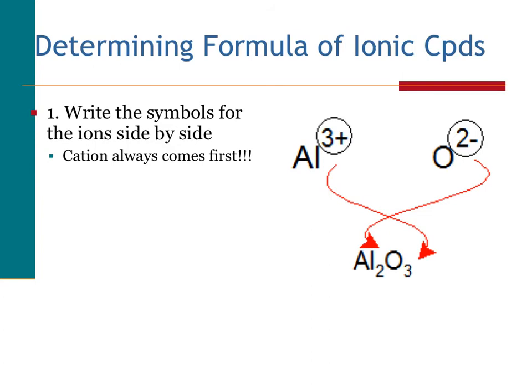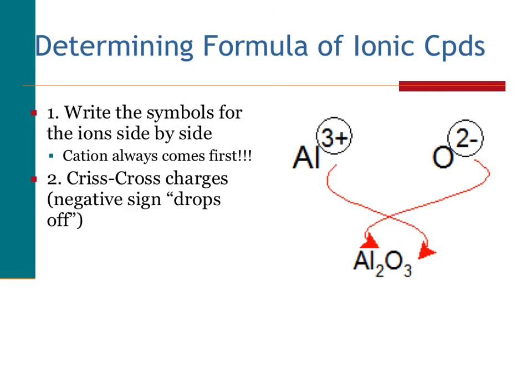All right, welcome back. Hopefully you were successful with that worksheet. Now that we know how to name, we're going to work the other direction and go from a name to a formula. So it's kind of a three-step process. From your name, you write your symbols for the ions side by side, and you always put your cation first. So in this example, it's aluminum oxide.